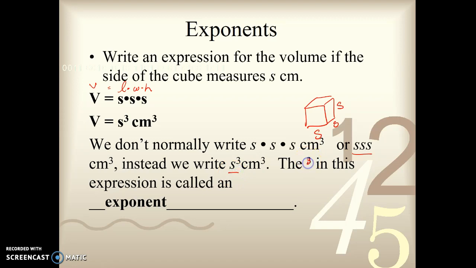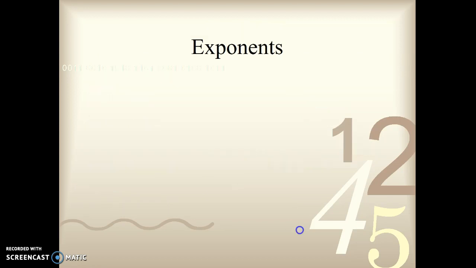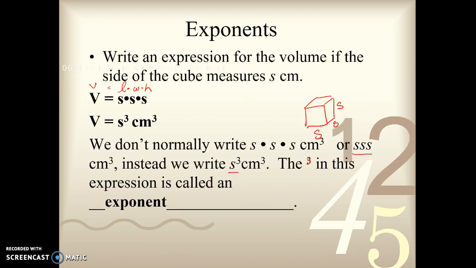The superscript 3 in this expression is called an exponent. What it does not mean, let's go back for a second, what it does not mean is 3 times s. No, sir. That is a different problem. This is written as a little number to the right and slightly above the variable or the number that we are multiplying, and it's called an exponent. It means something times itself a certain number of times.